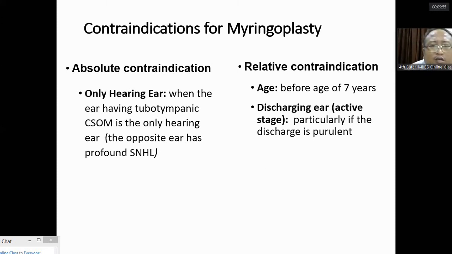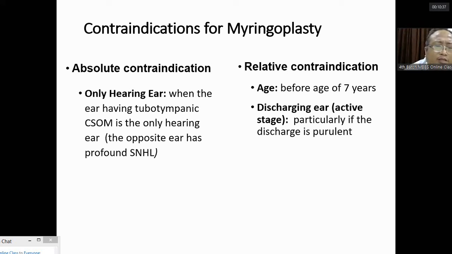Before 7 years, we usually don't advise myringoplasty surgery, because this is the pediatric age, and their eustachian tube is not well developed, and there are high chances of recurrent upper respiratory tract infections in the children. So these are the main problems for the failure of the surgery. So after 7 years, in some selected cases, it will be a good age for the myringoplasty.